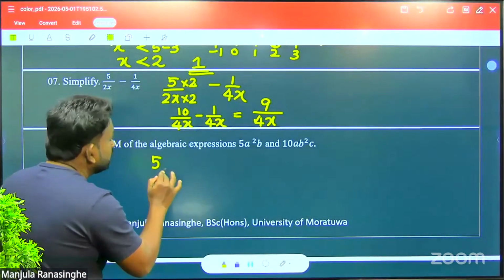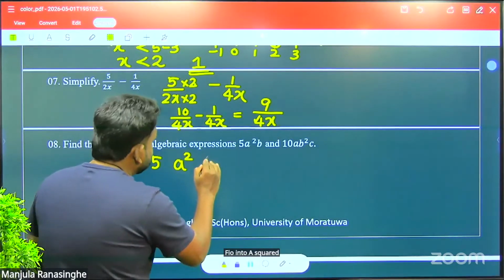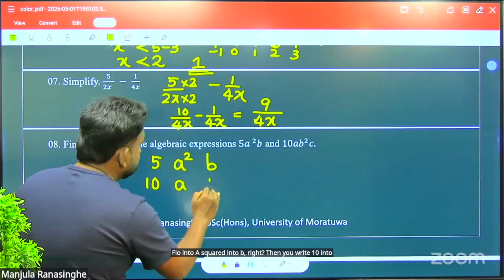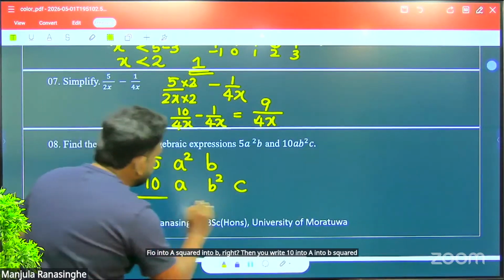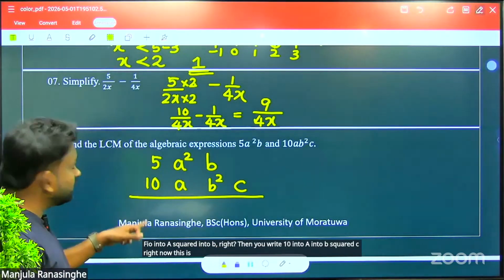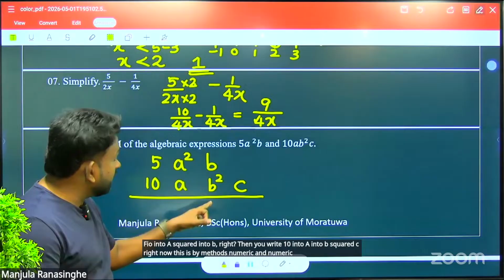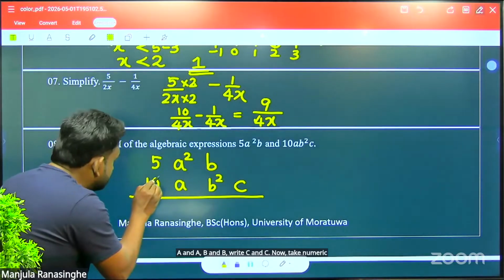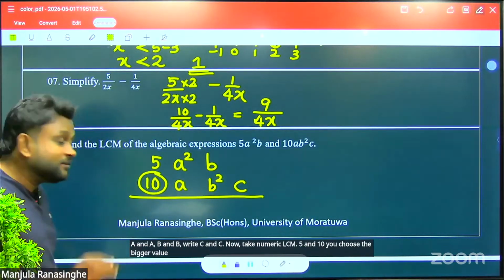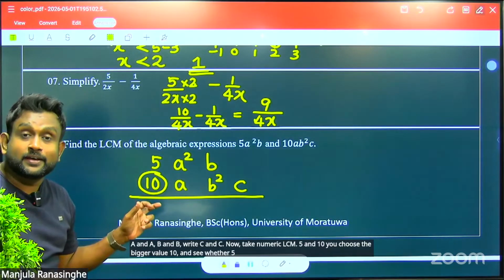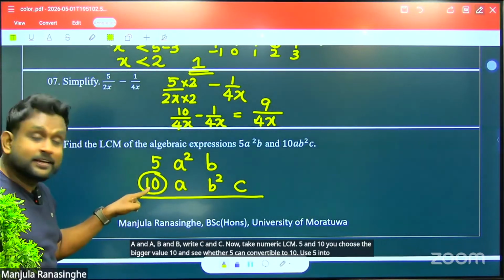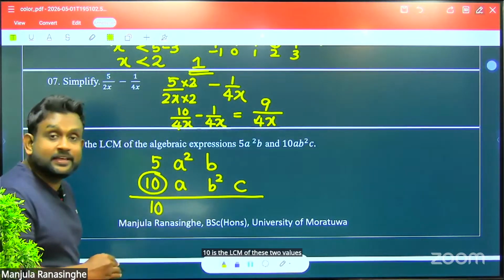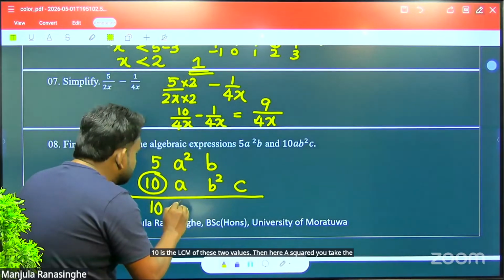5 into a squared into b, right? Then you write 10 into a into b squared c, right? Now by this method, numeric under numeric, a under a, b under b, right? c under c. Now take the numeric LCM. 5 and 10, you choose the bigger value 10 and see whether 5 can be converted to 10. Yes, 5 into 2 is 10. So then 10 is the LCM of these two values. Then here a squared and a, you take the bigger value, that is a squared.